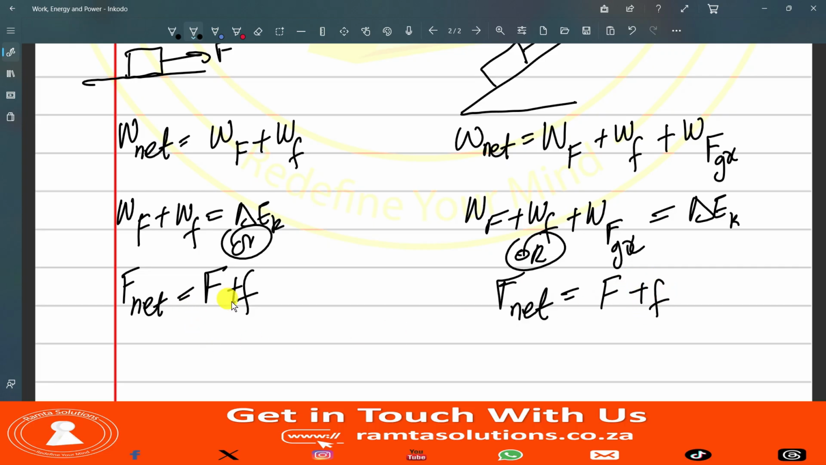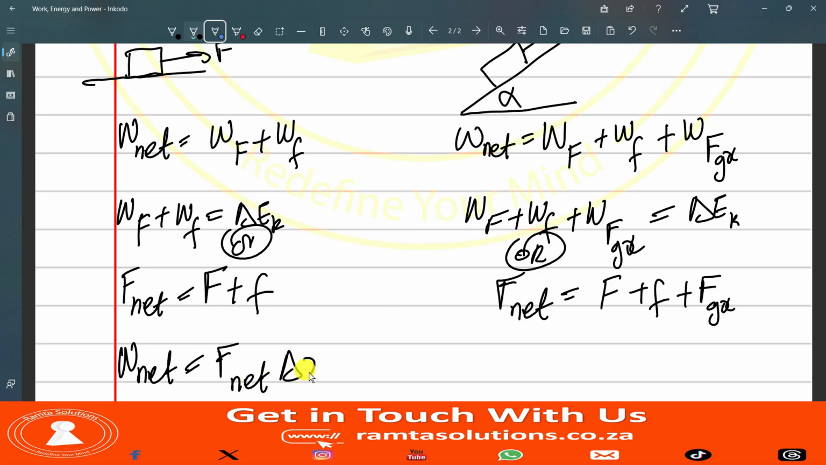Sorry, this is not force of gravity. This is a frictional force. All right, let me fix that mistake. But I did write frictional force. With this one here, it's applied force, frictional force plus horizontal component of gravity. Right? Plus horizontal component of gravity. So these, you then place them into net work equals F net delta X.